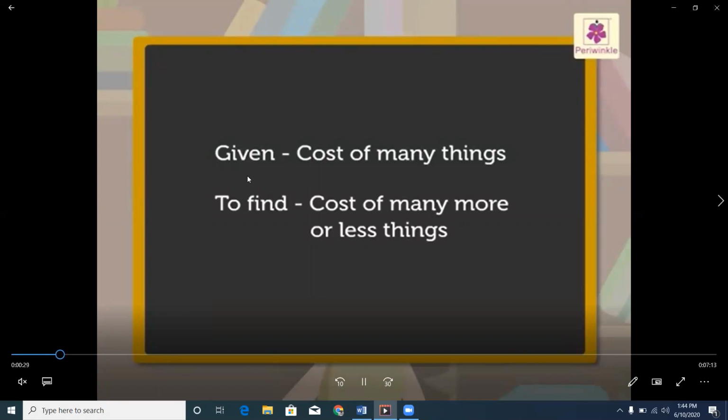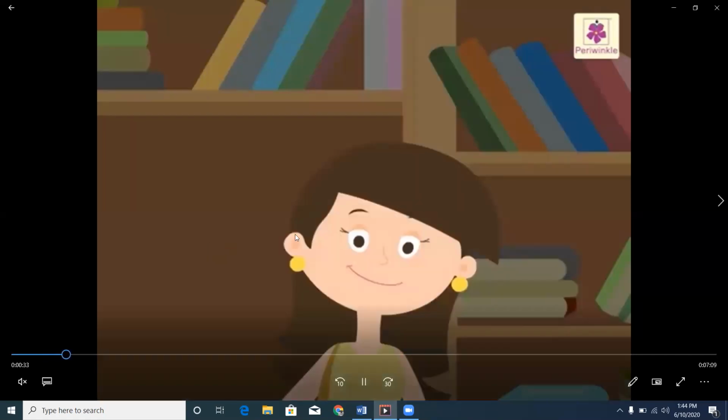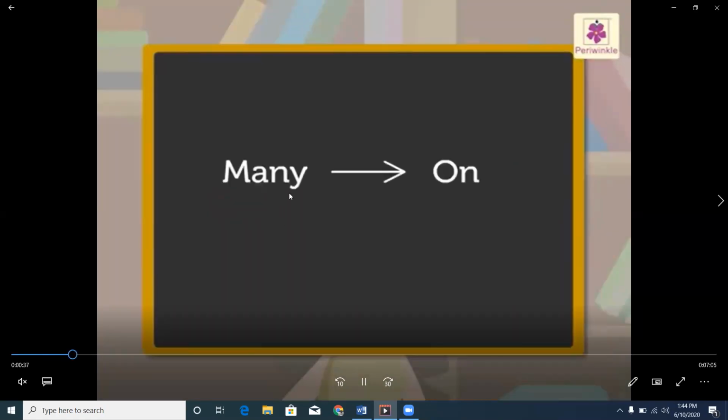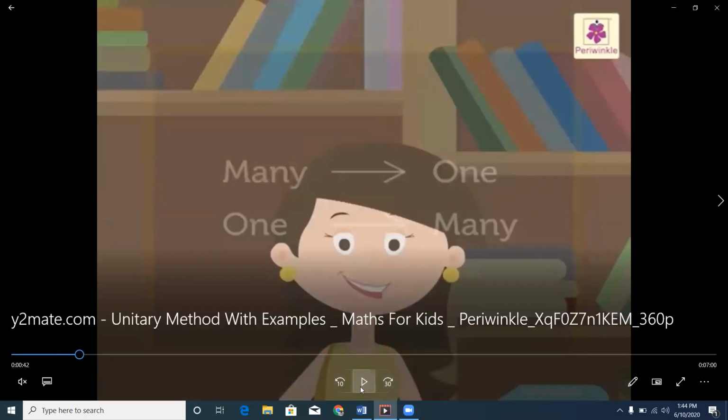Unitary method is, given the cost of many things, to find out the cost of one thing. So you will move from many to one and then one to many. Students, because we are going to find out the price of one, that's why we call it unitary method. Unit means one or single.